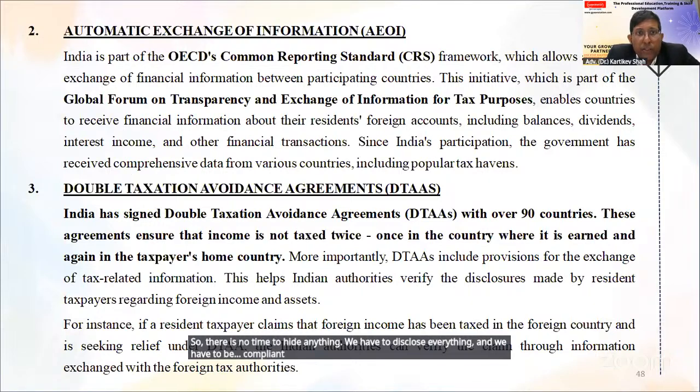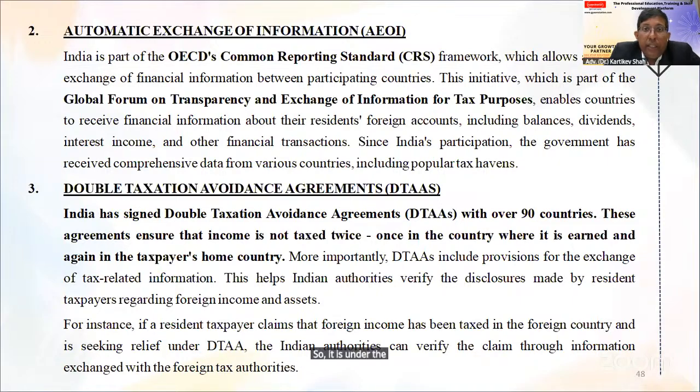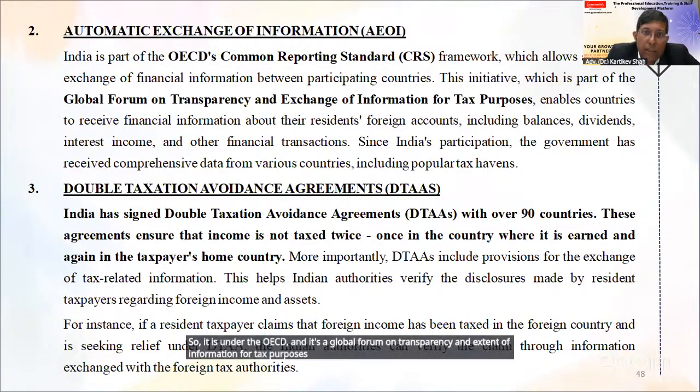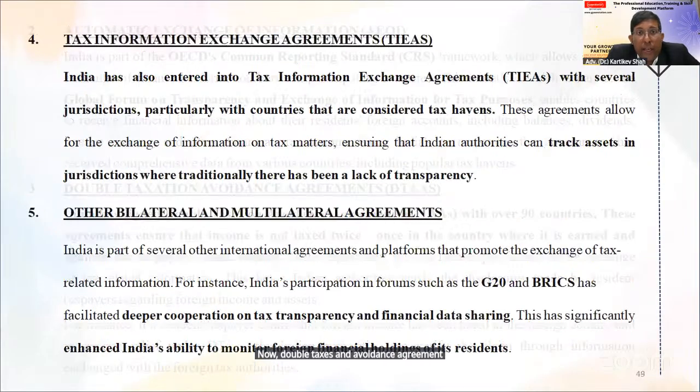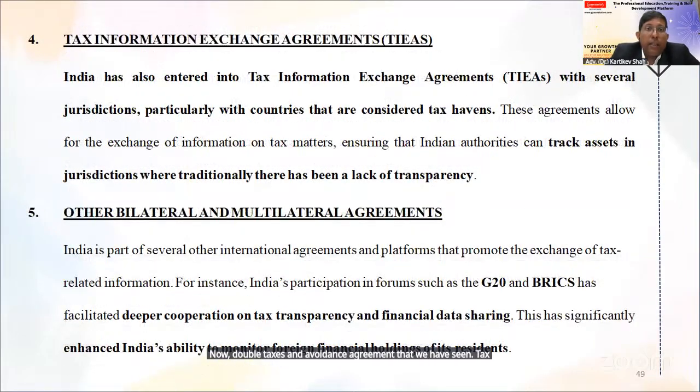Other is automatic exchange of information. It is under the OECD, the Global Forum on Transparency and Exchange of Information for Tax Purposes. So all the countries have started exchanging information in bundles. Now, double taxation avoidance agreement that we have seen, tax information exchange agreements, right?